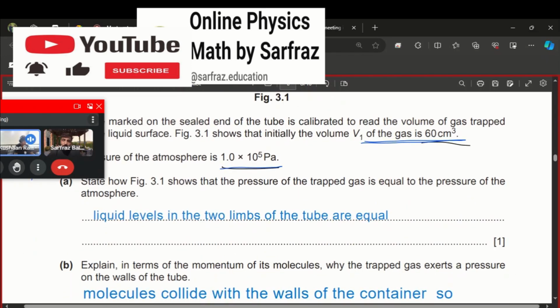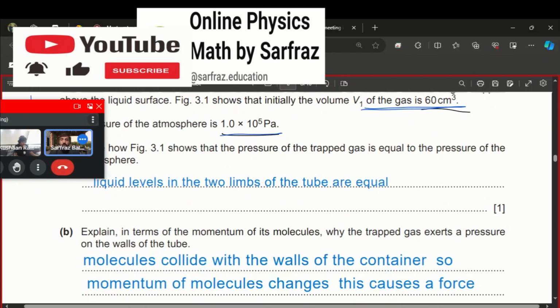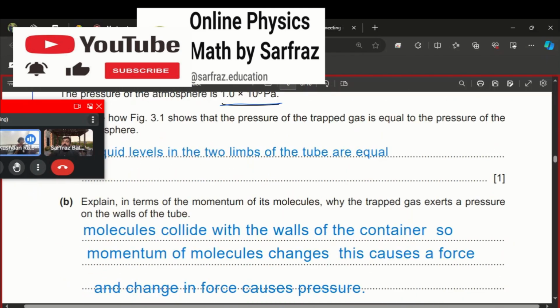Okay, the next question says, explain in terms of the momentum of its molecules why the trapped gas exerts a pressure on the walls of the tube. So why does it exert pressure? Because the gas molecules collide with the walls of the container. And due to that collision, what happens?